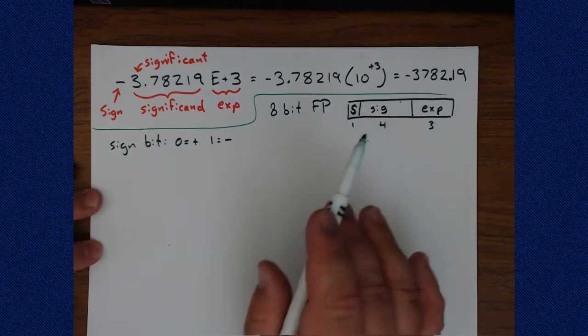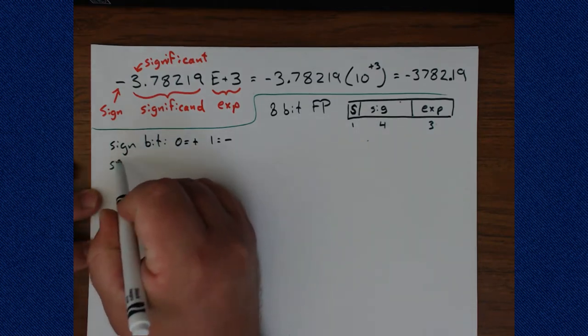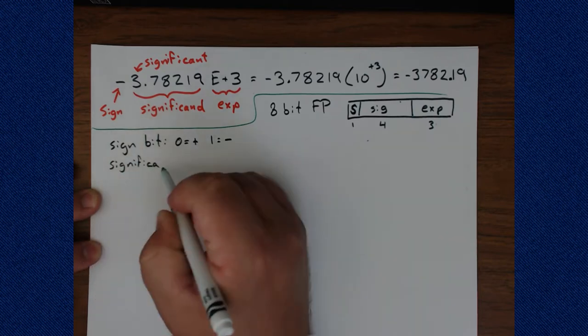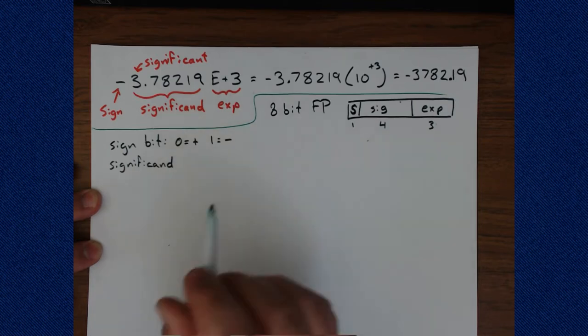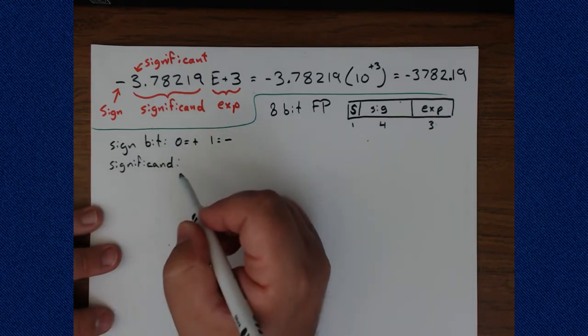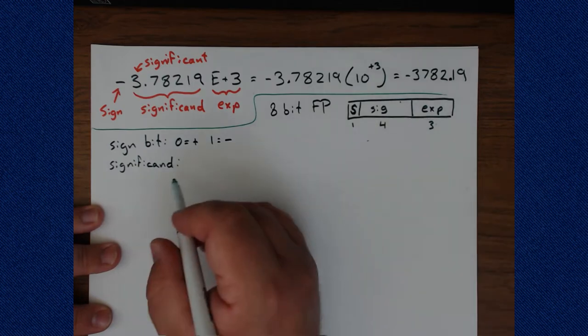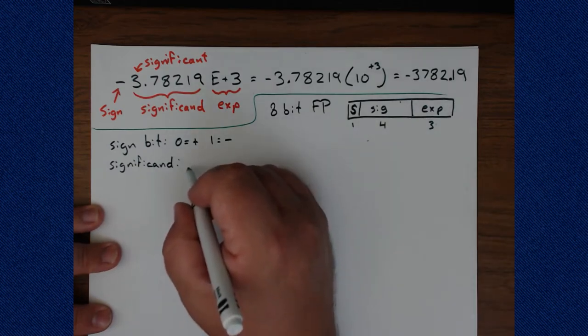Then we have the significand. So in the significand, hard to speak and write that word at the same time for some reason. With the significand, we have some number of bits, right? So here we have 4 bits, but we might have n bits designated to the significand.